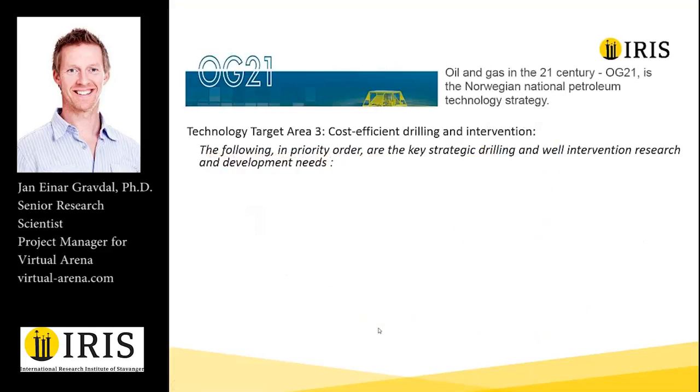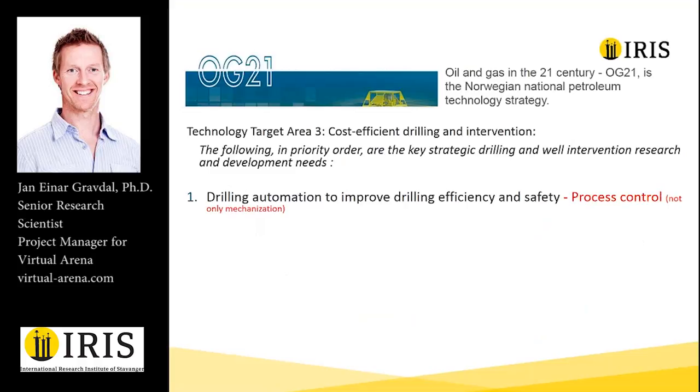So in Norway, the Norwegian National Petroleum Technology Strategy is given by OG21. Some of you know it and some of you don't. OG21, oil and gas in the 21st century. And they have established some technology needs to reduce drilling costs. Number one is drilling automation. And it's important to mention, this is also process control. It's not only mechanization.